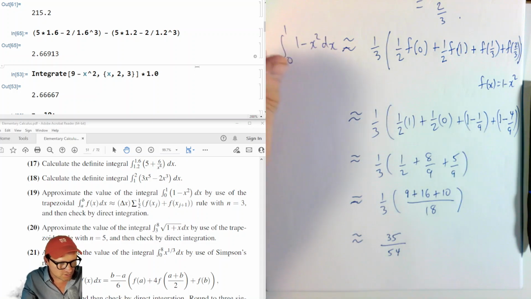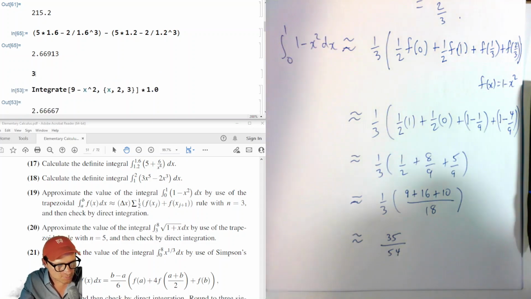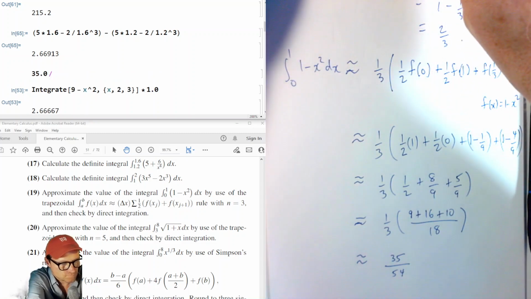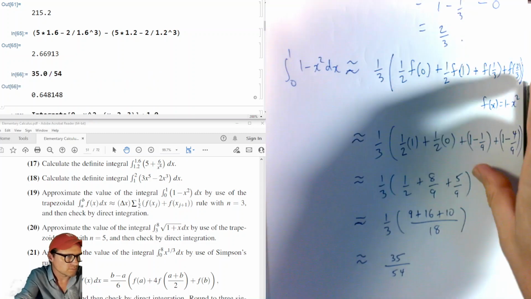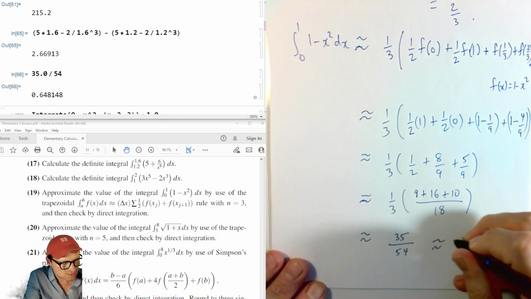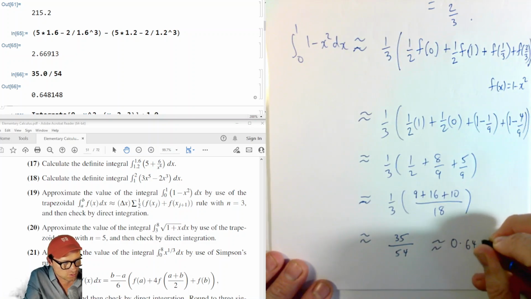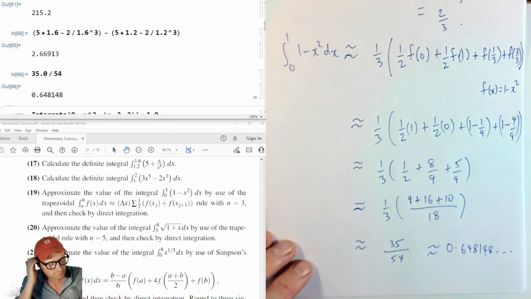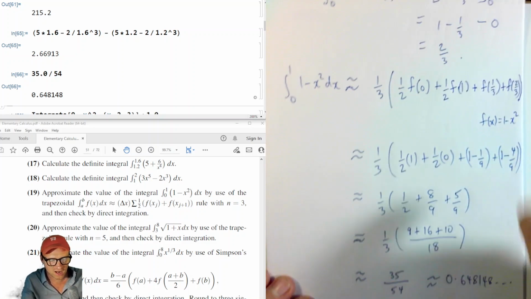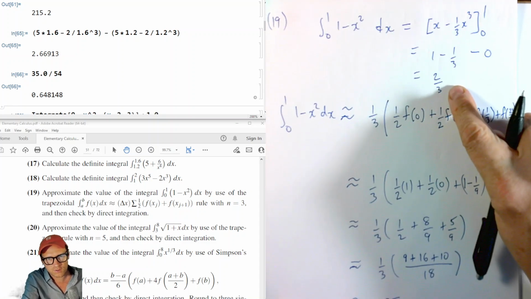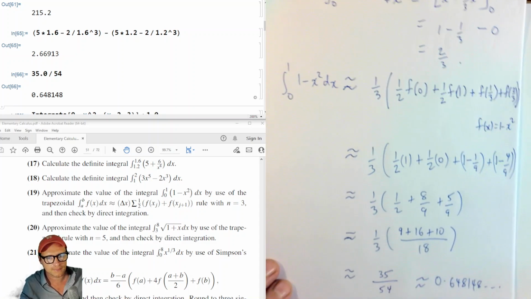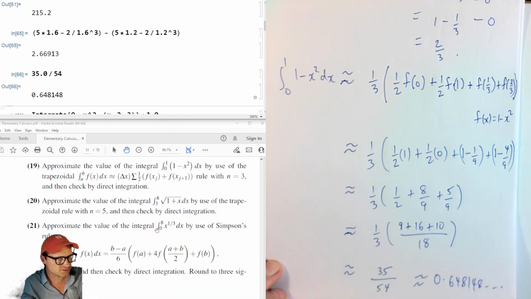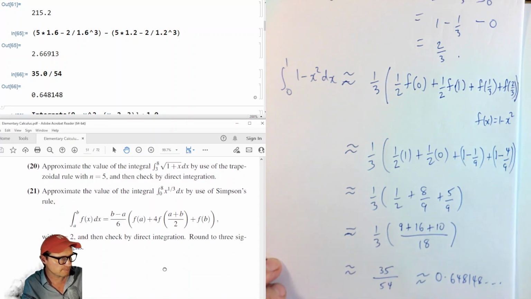Okay, so we need to calculate a numerical estimate of this. That'd be convenient. And so I get approximately 0.648148 and so on. Okay, which is not too far away from the 2/3 that we got in the exact calculation. All right, let's move on to question 20.